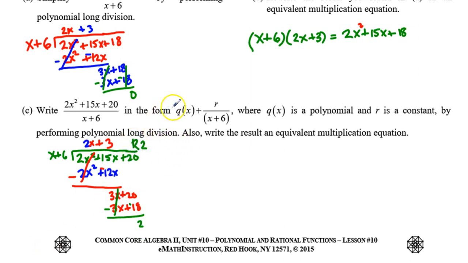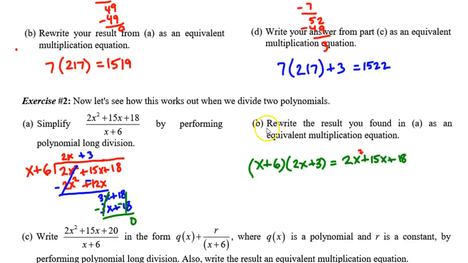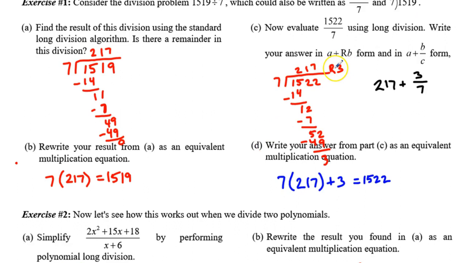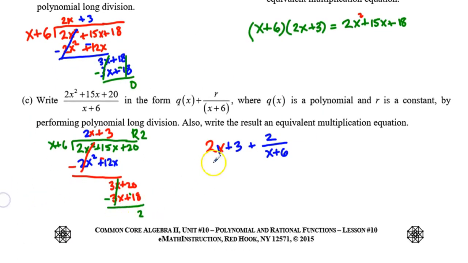Okay, so now we can express the original rational expression in this form. We've got a quotient, that's the number up on top, 2x plus 3. And then we've got our remainder, which is 2, over x plus 6, just like we had back in our original division up here on the top. We had our remainder, which is out of 7, 3/7. Okay. And this is also write it as an equivalent multiplication equation.